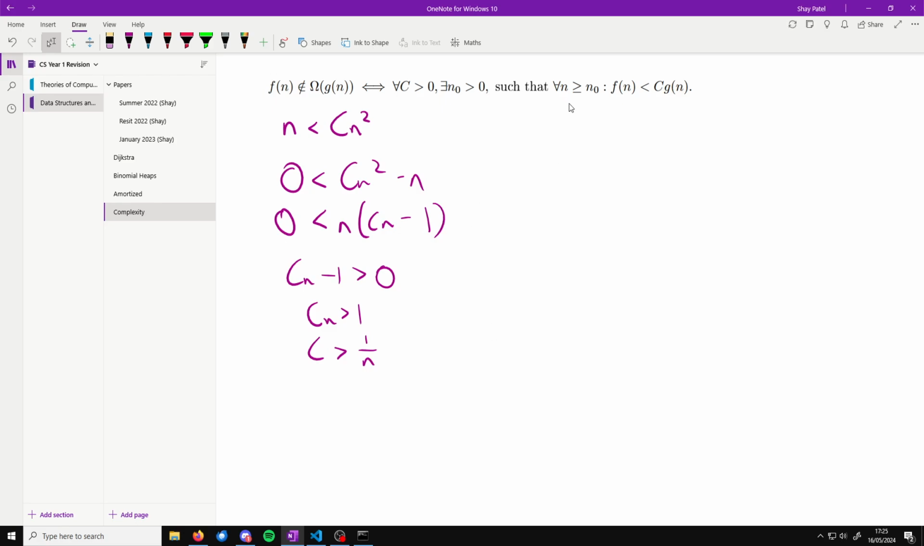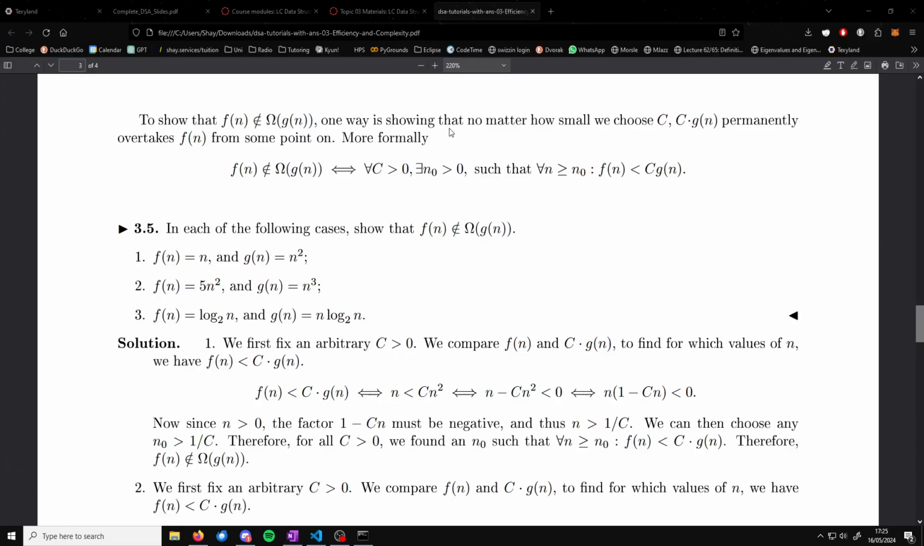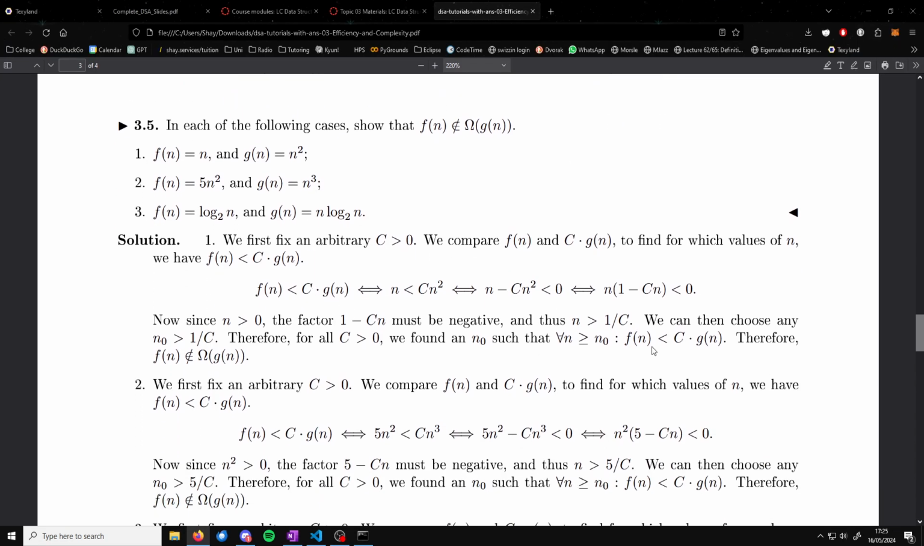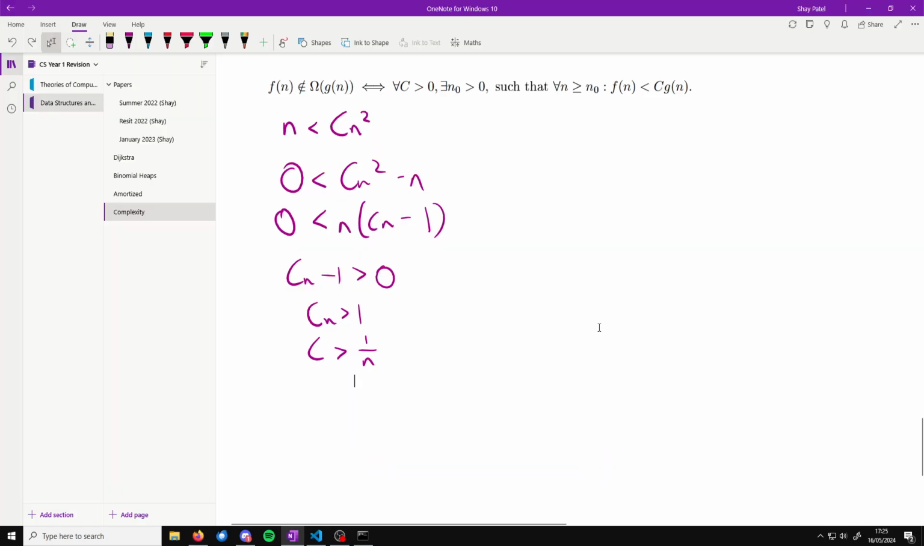So we've shown that for all values of c, if we take 1 over n as our n0, I believe that's what we're showing here. Sorry, 1 over c. Okay, so n is greater than 1 over c. So if we take 1 over c as our n0, then this inequality holds. So we've shown that for all values of c, there exists some n0, 1 over c, such that for all values of n greater than or equal to 1 over c, f of n is always going to be less than c g of n. So this can't be an effective lower bound, because this is always going to be lower than this for some value.